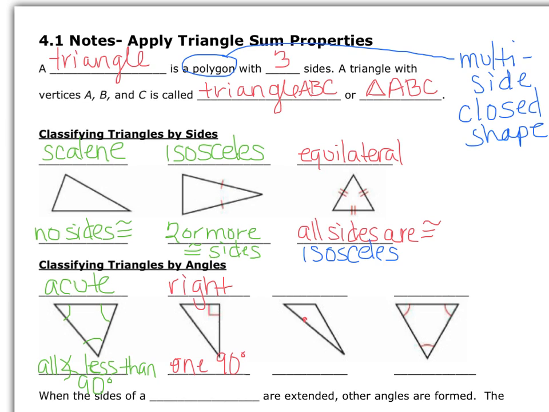This triangle here, you can see this angle here is pretty large. It's going to measure more than 90, so this is called an obtuse triangle. And all you need to be an obtuse triangle is just one angle that's bigger than 90. So only one angle has to be greater than 90.